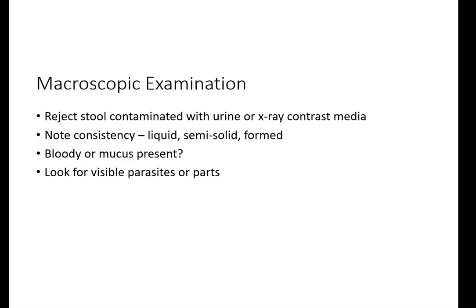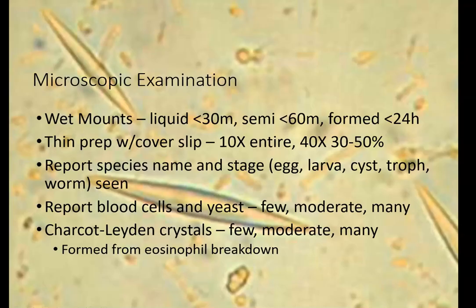Okay. And then you look to see, can you see any blood? Does it look mucousy? Do you see some mucus on there or not? And then you also want to look for any visible parasites. So it is possible to see worms in feces, or even parts of worms. So the proglottids of tapeworms, they're little square pieces. You can see those with your naked eye. Yeah, with your eye, without a microscope. Okay.